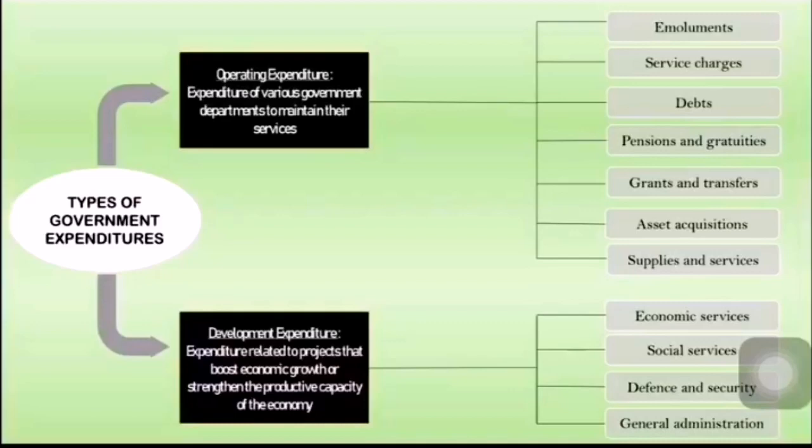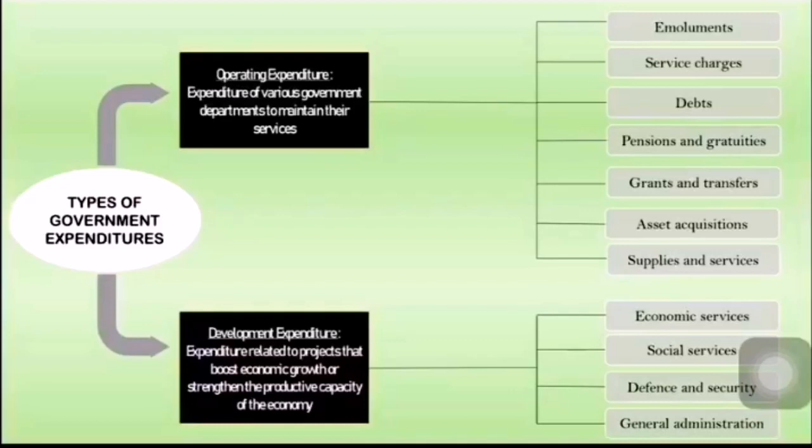Examples of operating expenditures include emoluments, which refers to salaries for civil servants, service charges, debts, pensions and gratuities, grants and transfers, asset acquisitions, and supplies and services. For development expenditure, it is expenditure for investment purposes to improve facilities in the basic physical infrastructure.